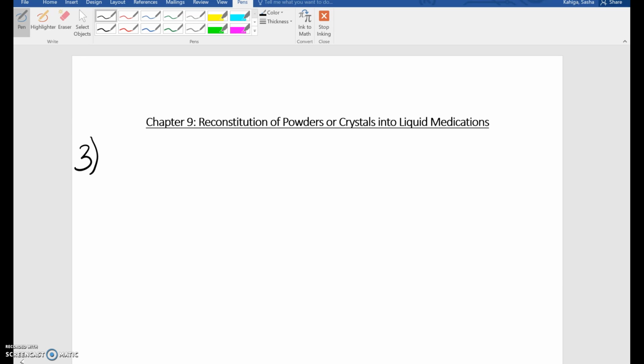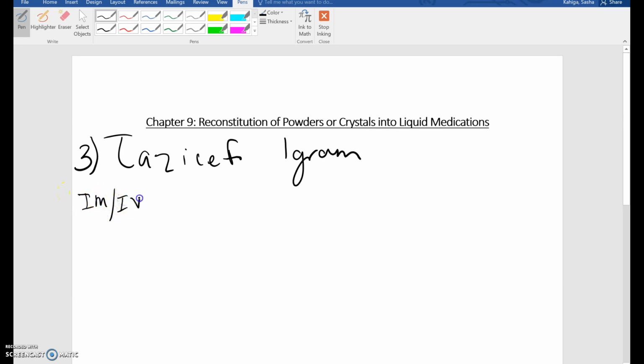Number 3 provides you a label. It provides you a label of Tazef and it says 1 gram. And below that label, it says reconstitution, single dose vials. And it has a table. And within that table, it tells you the vial size, the diluent to be added, the approximate available volume, and the approximate average concentration.